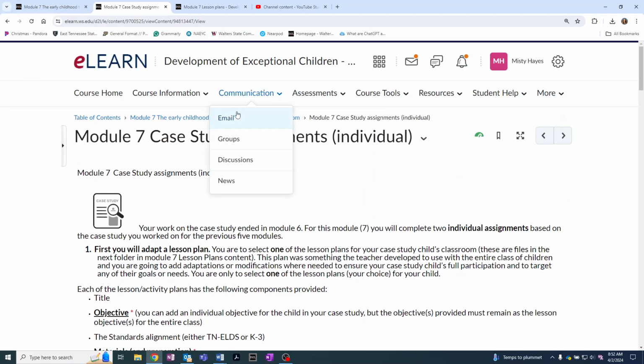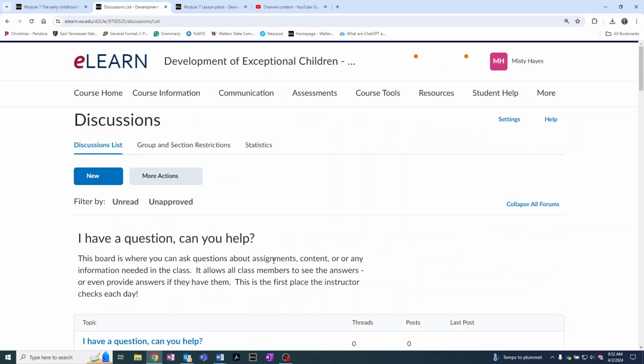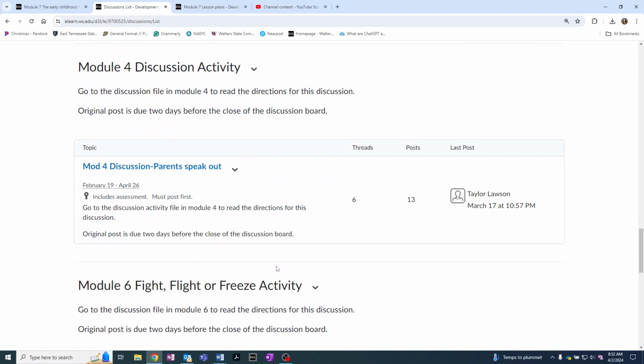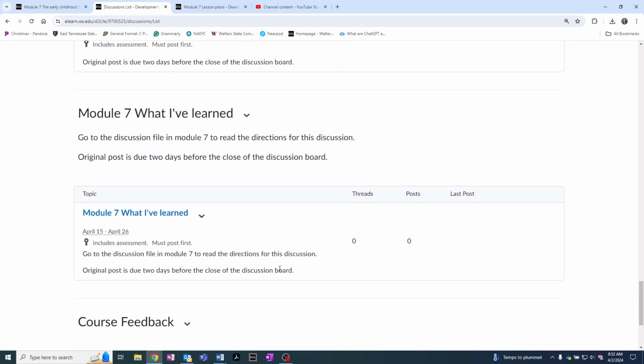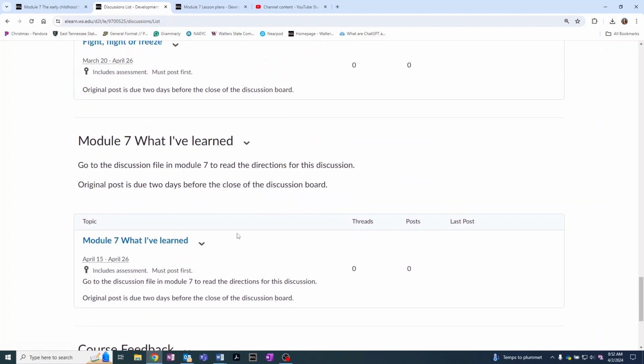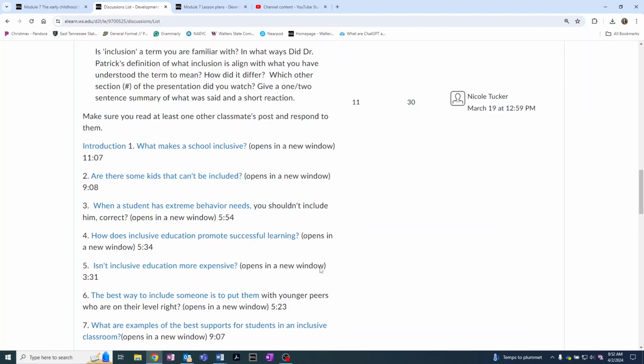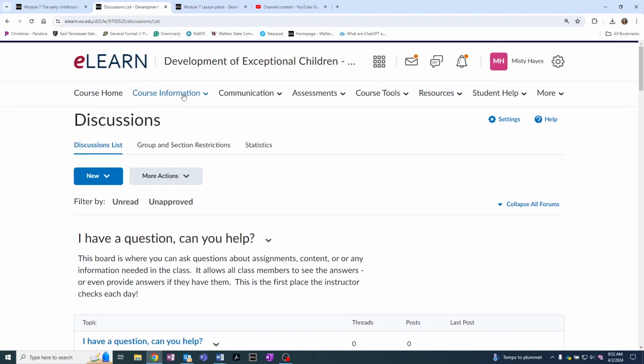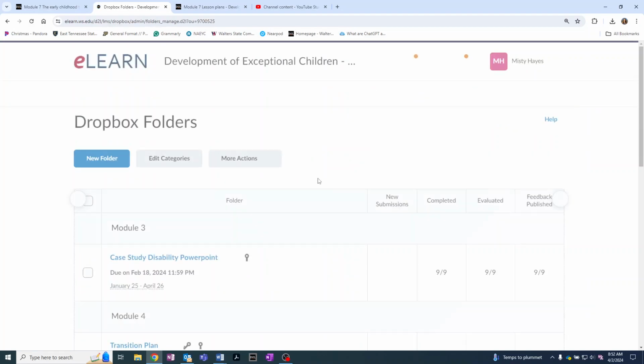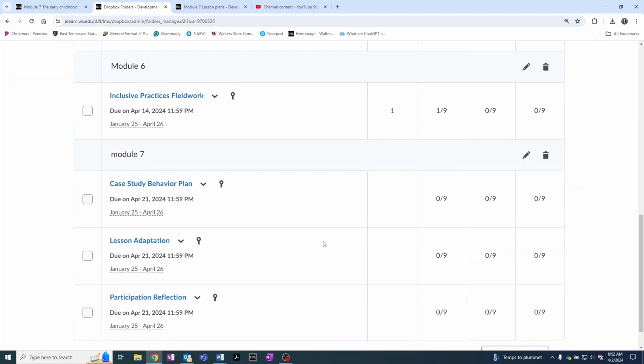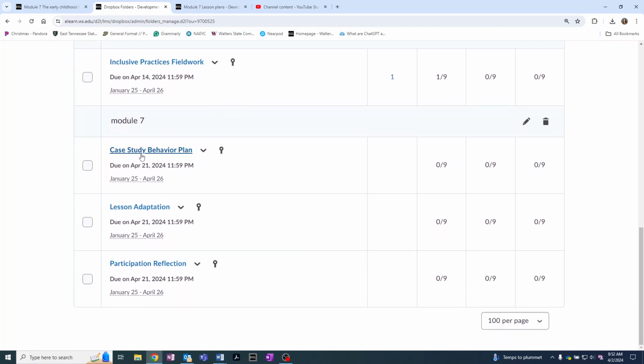So let me show you real quick where you have to do the discussions. Okay, so if you scroll down, you're going to see what I've learned. That's the first discussion that I gave you. The second one is going to be where you're going to drop your reflection. So it's going to be in the same Dropbox, but you have to put them. So look here. If you scroll down to Dropbox, you're going to see behavior plan, lesson adaptation, and participation reflection. That has to be in here.